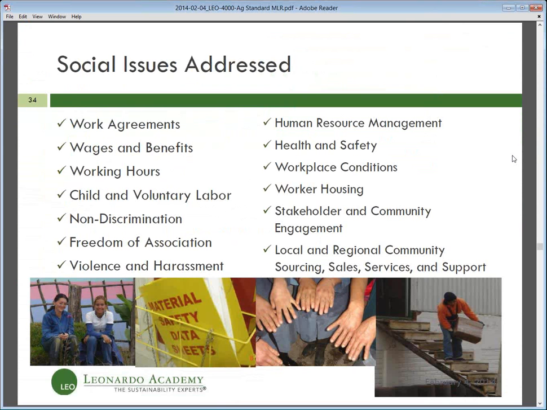A wide range of social issues are addressed: work agreements, wages and benefits, working hours, children and voluntary labor, non-discrimination, freedom of association, violence and harassment, human resources management, health and safety, workplace conditions, worker housing, stakeholder and community engagement, local and regional community, sourcing, sales, services, and support.